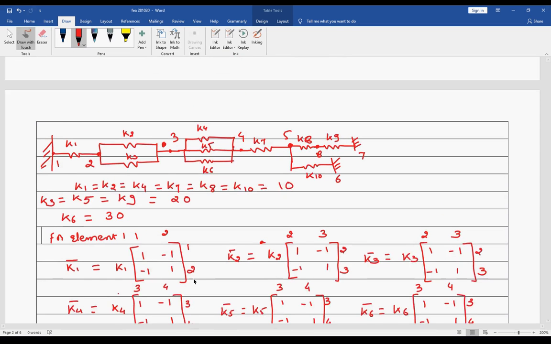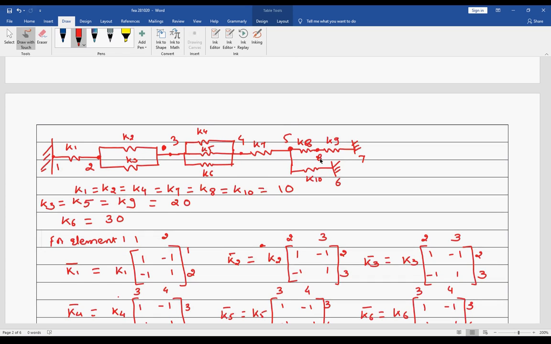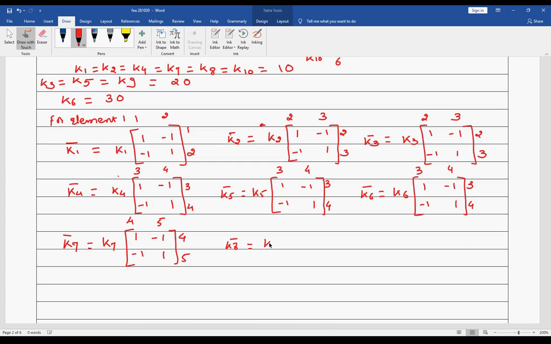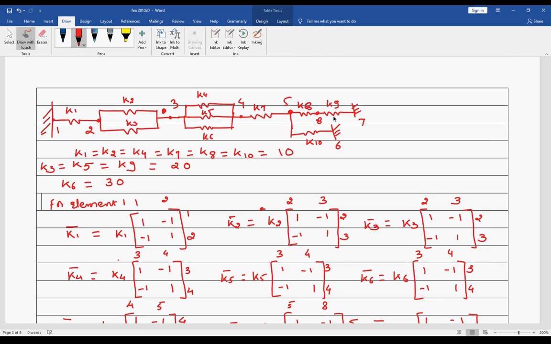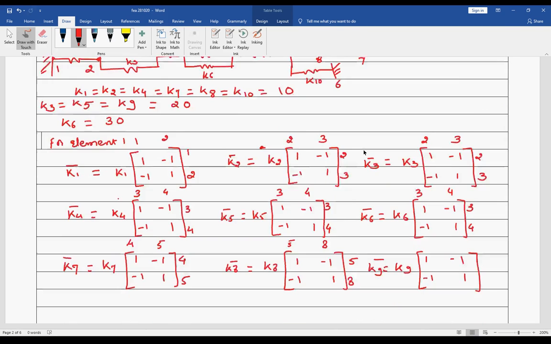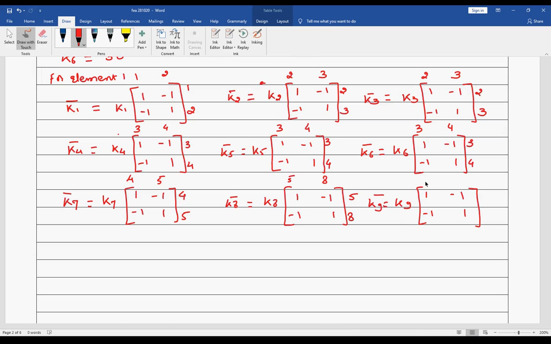Next is K8. K8 is connected to 5 8. So K8 bar equal to K8 times 1 minus 1 minus 1 1. It is 5 8 5 8. Then I have K9 bar is equal to K9 times 1 minus 1 minus 1 1, and K9 will be 8 7. Okay, so 8 7 8 7.